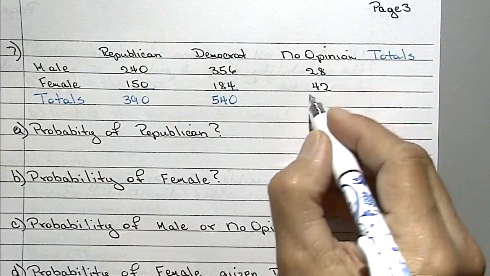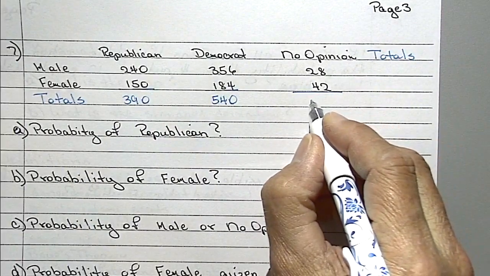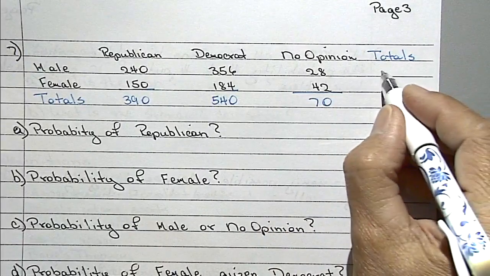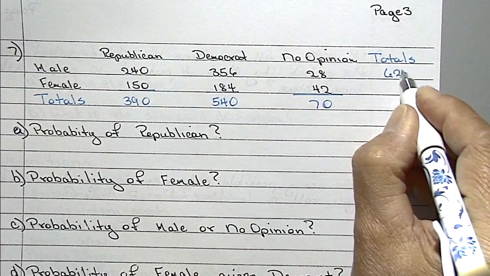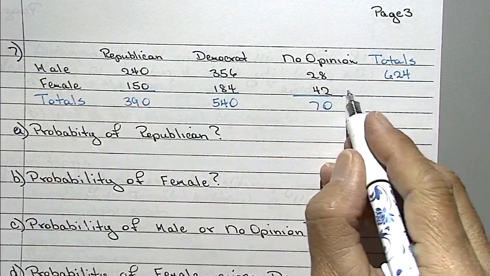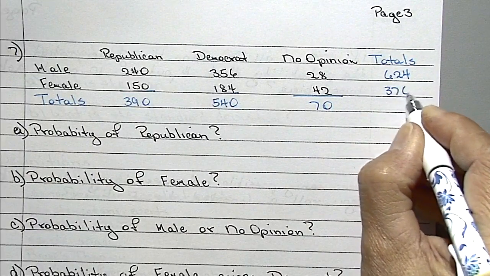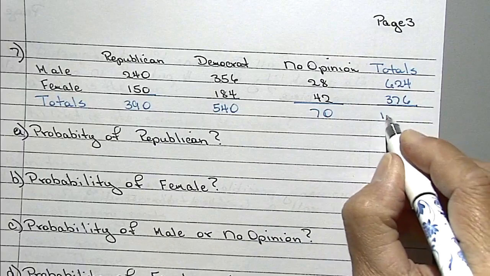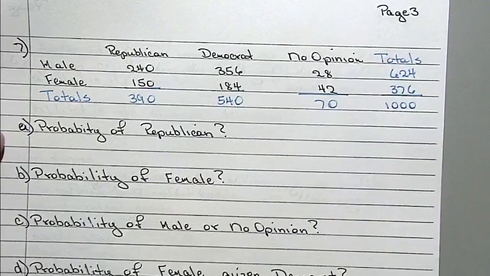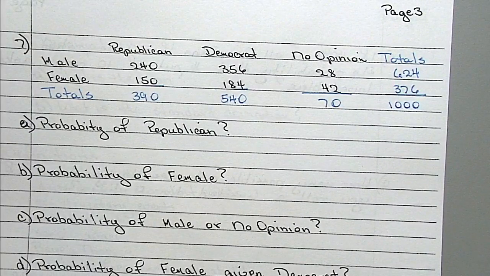I'm going to add these male, female, no opinions, and I get 70. And then when I go out to the totals, I add all the males together, and I get 624. I add all the females, the female row together, and I get 376. Then I check myself. I add all three of these totals and these two totals together, and it's all 1,000. Okay? There's your totals. I know you are capable of doing that, so that saves us a little time. Now, see how many of these questions we can answer from the contingency table.